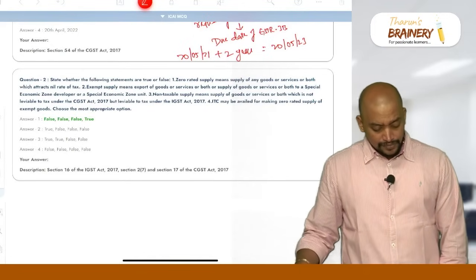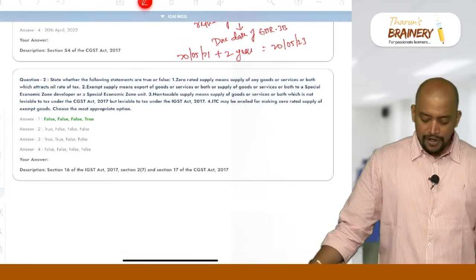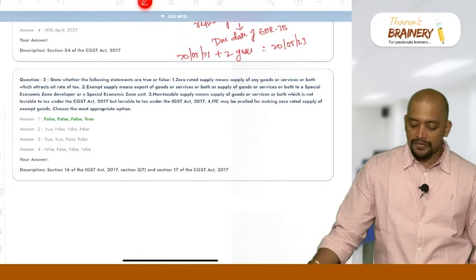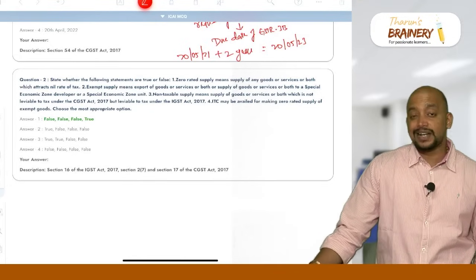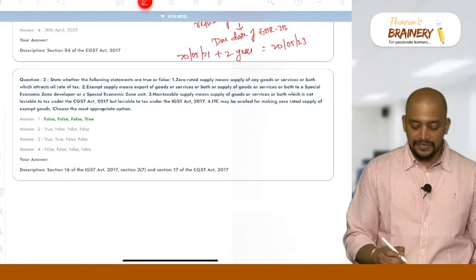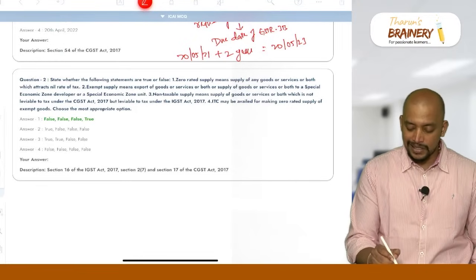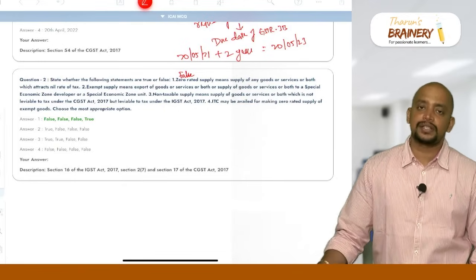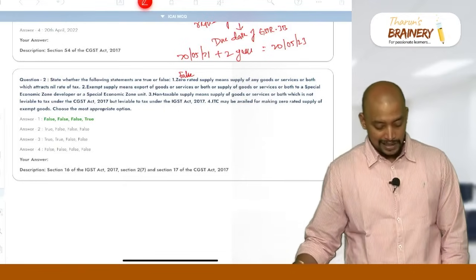Then next, state whether the following statements are true or false. Zero rated supply means supply of goods or services or both which attracts nil rate of tax. No, false. So the first one is false, because zero rated does not mean nil rated. Zero rated means export of goods or services, or supply of goods or services to SEZ.